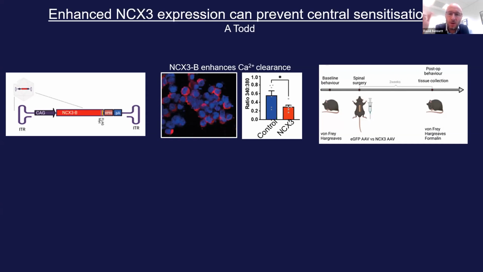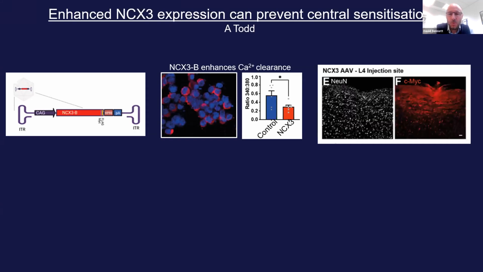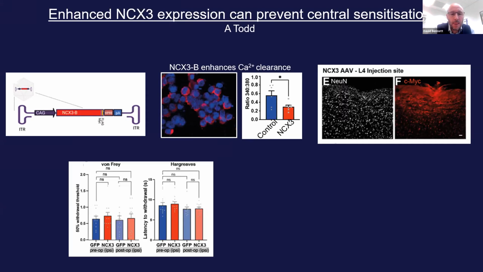We can see nice expression of NCX3, which was tagged with a Myc tag, selectively within the dorsal horn of the spinal cord. It doesn't spread to any other parts of the nervous system, so we can really localize this to the dorsal horn. As expected, acute pain thresholds did not change, because this is a gene that's having an impact on sensitization at the level of the dorsal horn of the spinal cord.